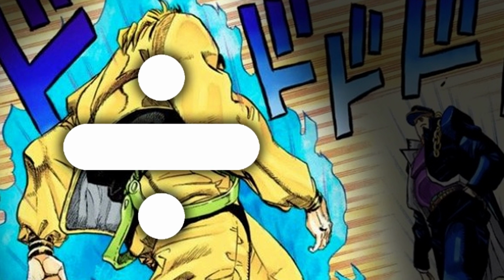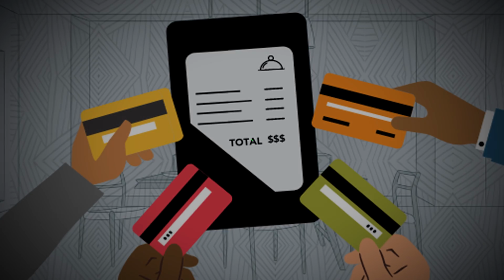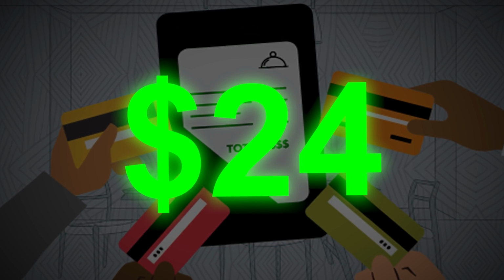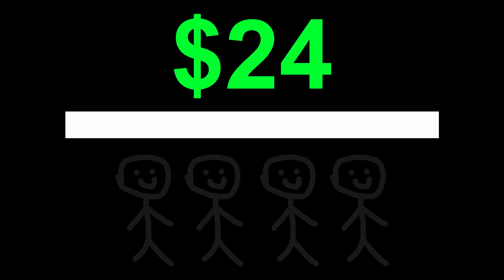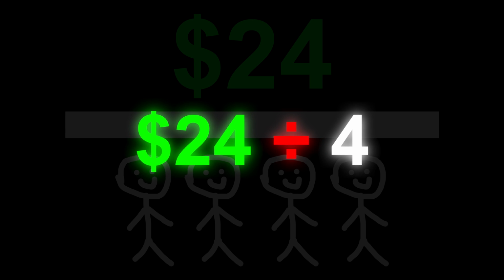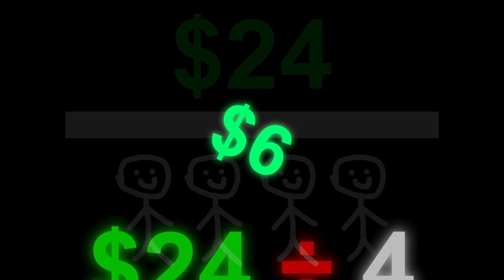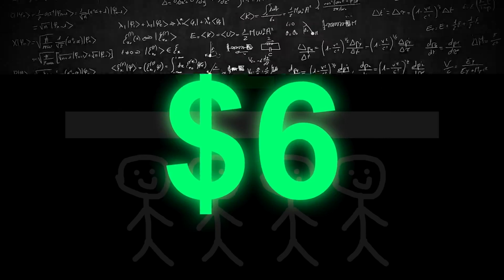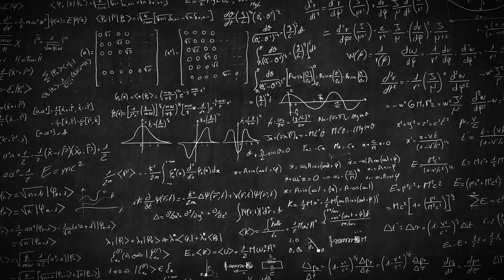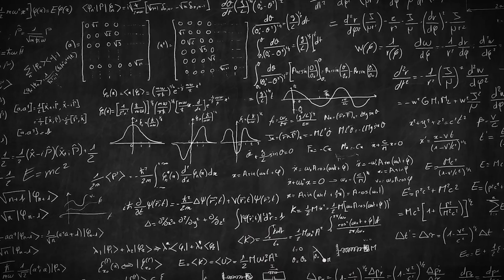Finally, division steps in when it's time to split the bill. Let's say the bill is $24, and you're splitting it equally among 4 friends. By dividing $24 by 4, each person has to pay $6. Overall, basic arithmetic lays the groundwork for more complex mathematical concepts, which will be deeper down the iceberg.